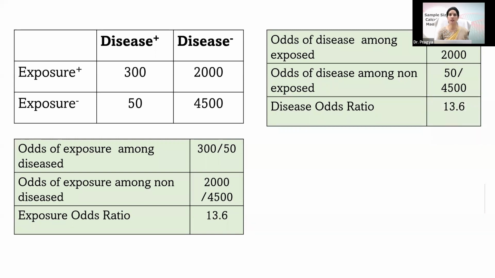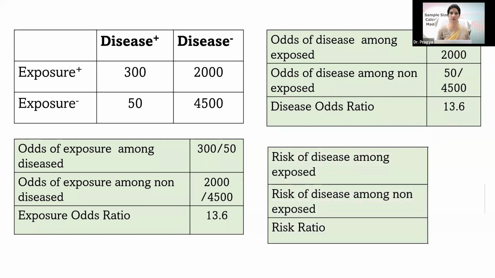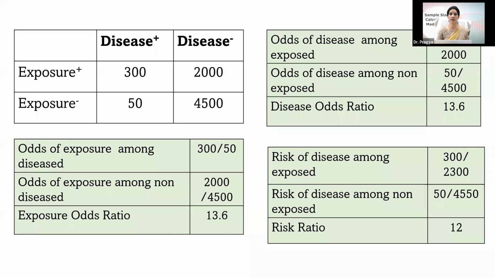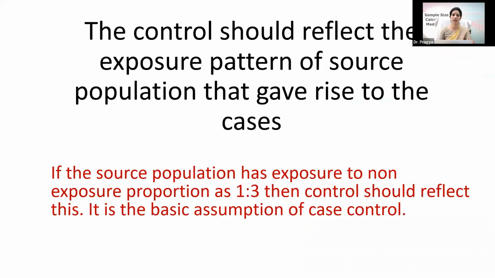Now, the most important in this case is the risk. So if you see the risk, it will be 300 by 2300 in the exposed, and it will be 50 by 4550 in the non-exposed. And if you see the risk ratio, it will be 12. So you can see the more you increase the sample of the control, this will be the approximation.